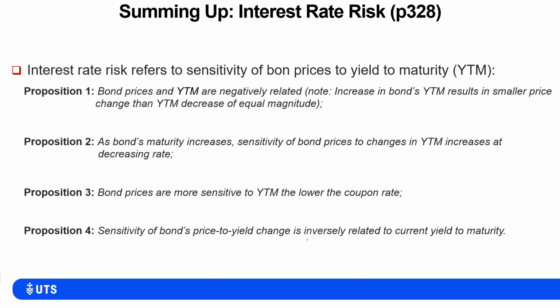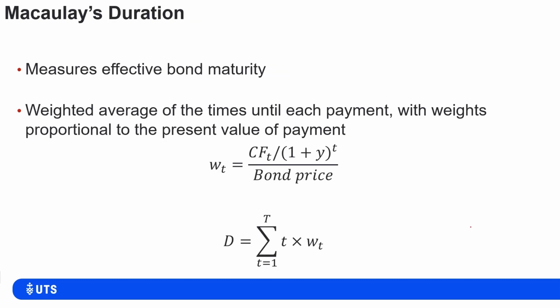Proposition 4 simply says that the price sensitivity will be higher when the current yield to maturity is lower. Those are determinants of interest rate risk, but how do we measure interest rate risk? The answer is we can resort to Macaulay's duration.